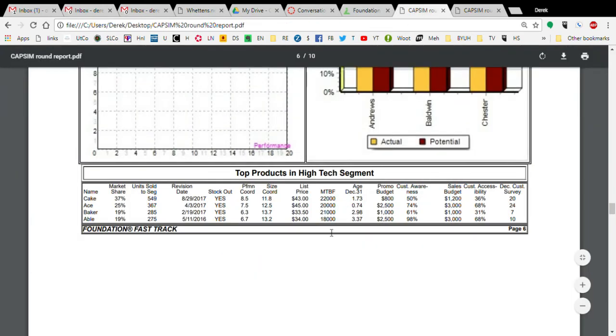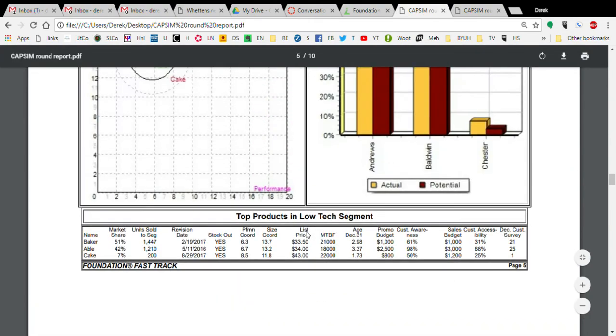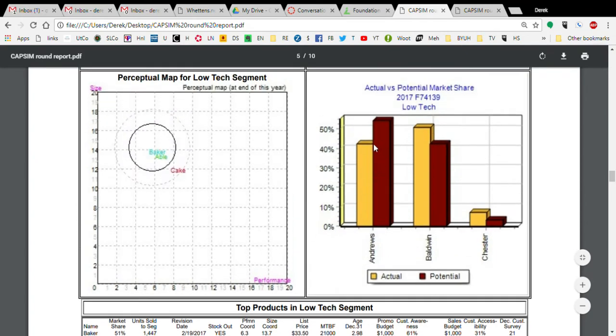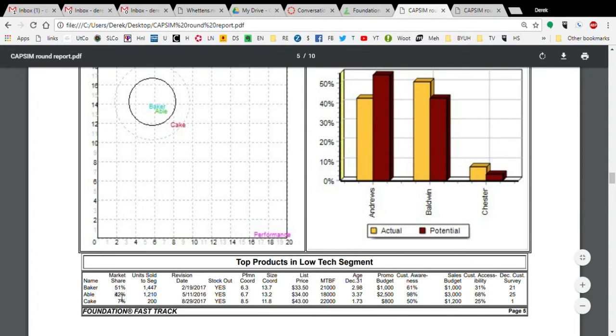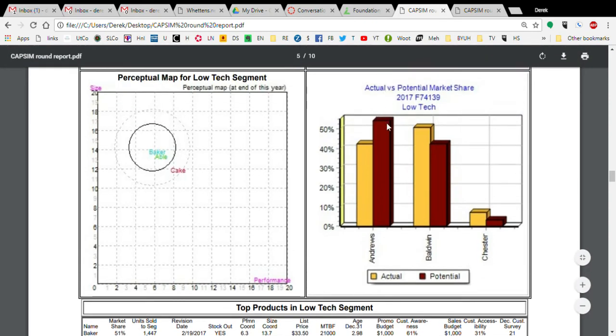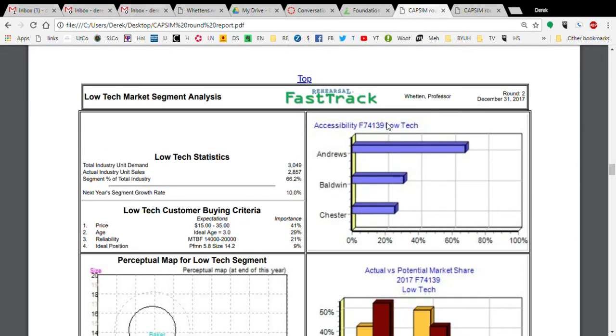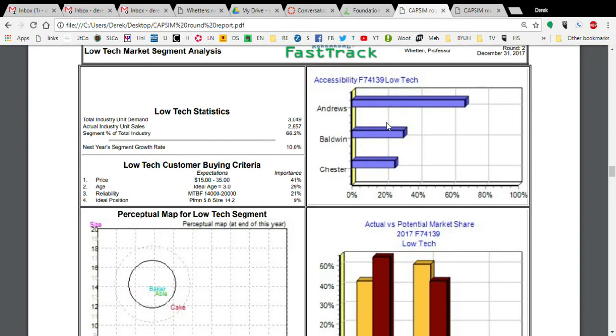I'm going to look at my report from last year. So my low tech, I sold 1,210, but it looks like I could have sold a lot more. This gold line shows what I actually sold. This is my market share. So 42% of the customers bought from me. It was the actual, but if I'd made enough, I could have sold, it looks like, about 55% of the customers.